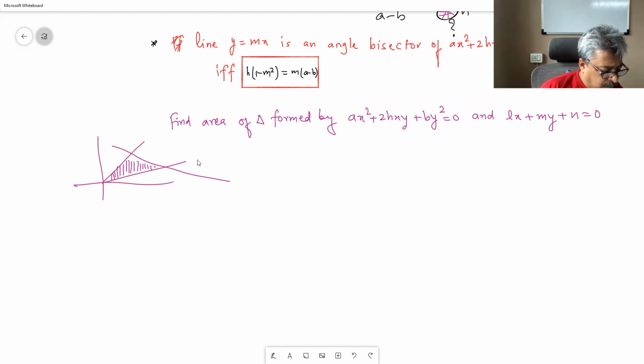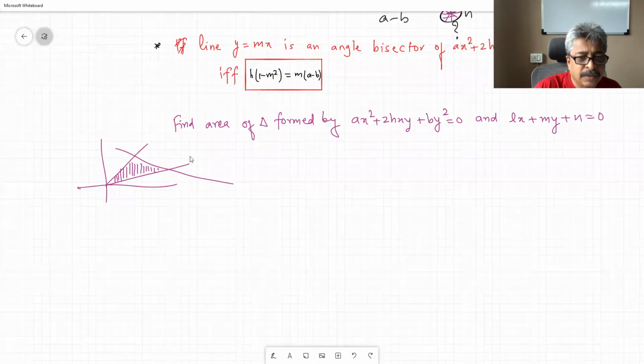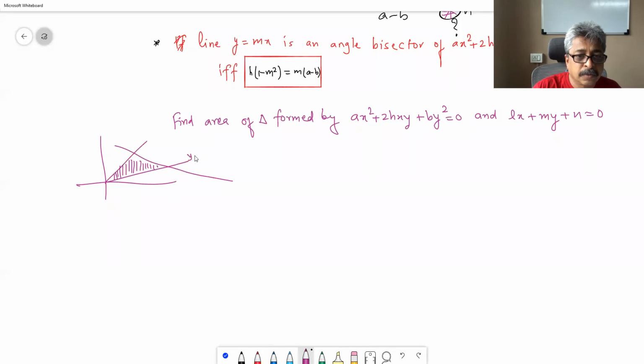First line y is equal to m1x. Second line y is equal to m2x. And the third line is Lx + my + n = 0. So if we find the three points of intersection, out of which one is 0, two points of intersection, we can use the determinant formula to get the area. So let us do it.